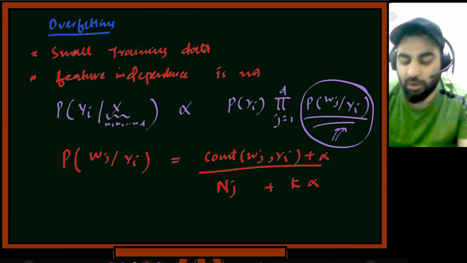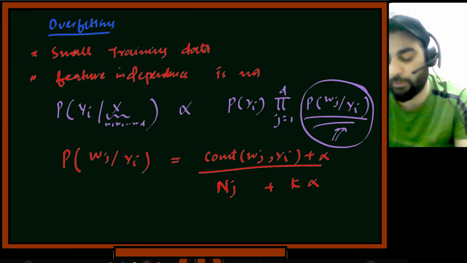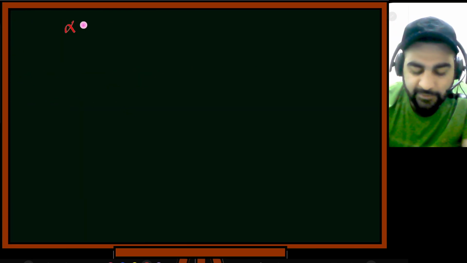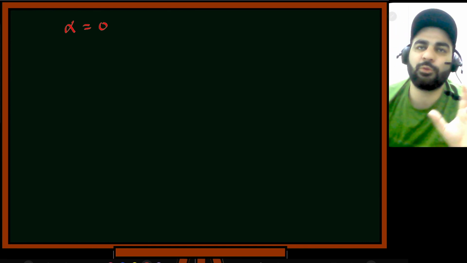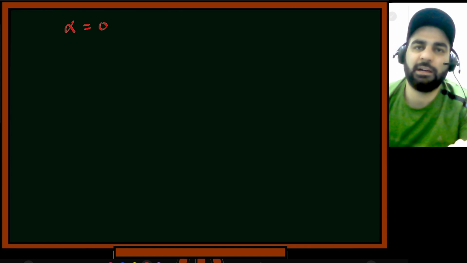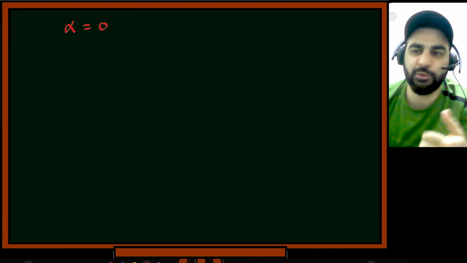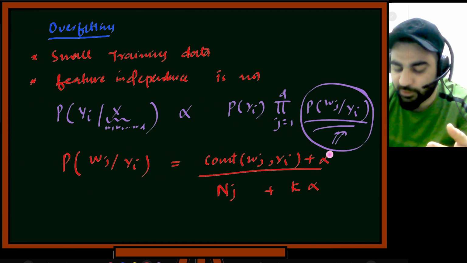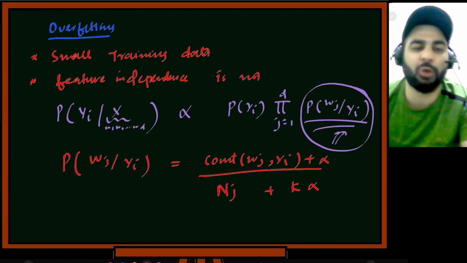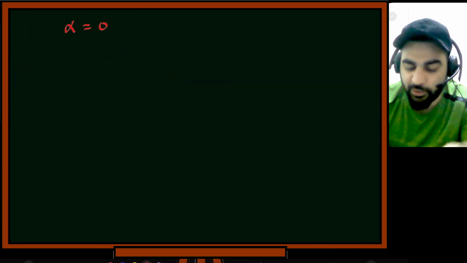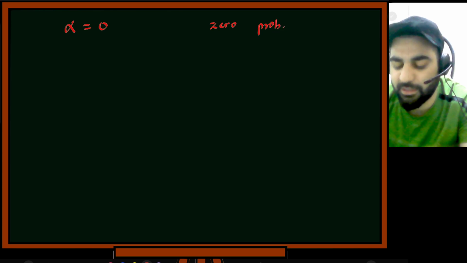So let's see what will happen if we do not have this alpha. What will be the effect of this alpha? Let's say alpha is 0. I told you that if there is a new word which was not in the training but came up in the testing, then you will get probability 0, because alpha is not there and the count will be 0. This whole term will become 0, since 0 divided by anything is 0. Probabilities are becoming 0 because of alpha being 0, so the zero probability problem will be there.